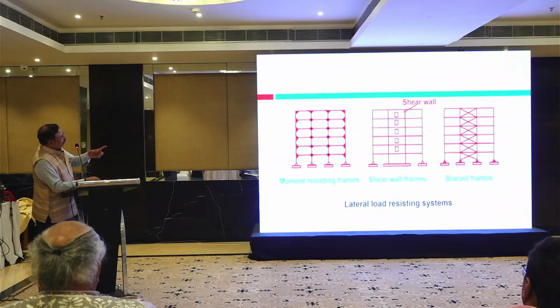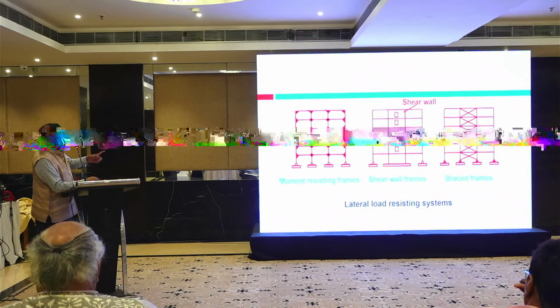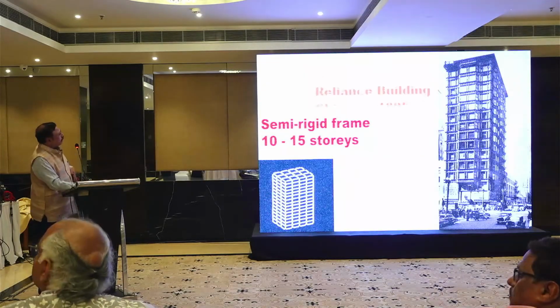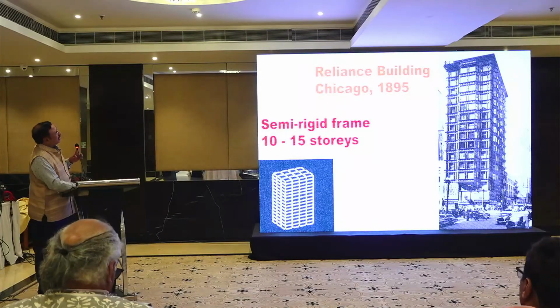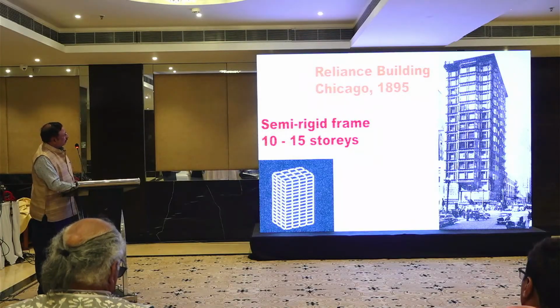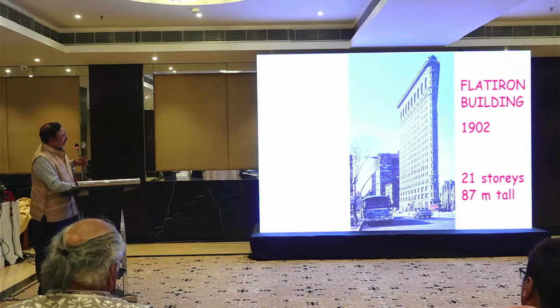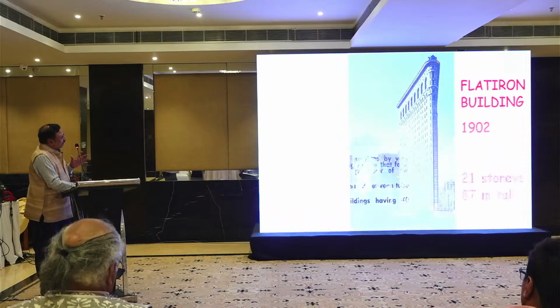So shear walls can have openings, you can stiffen the bracings, you have different systems. This is an example. In 1895, Chicago is known for this, the Reliance Building. Then we have the Flatiron Building. See the mechanisms where they have actually done.